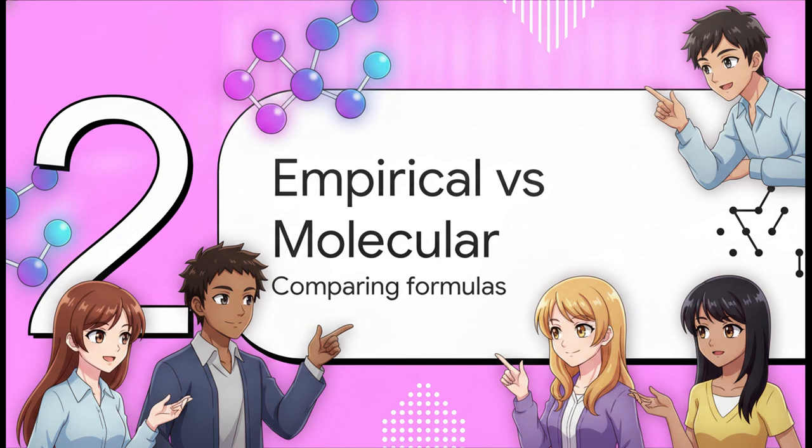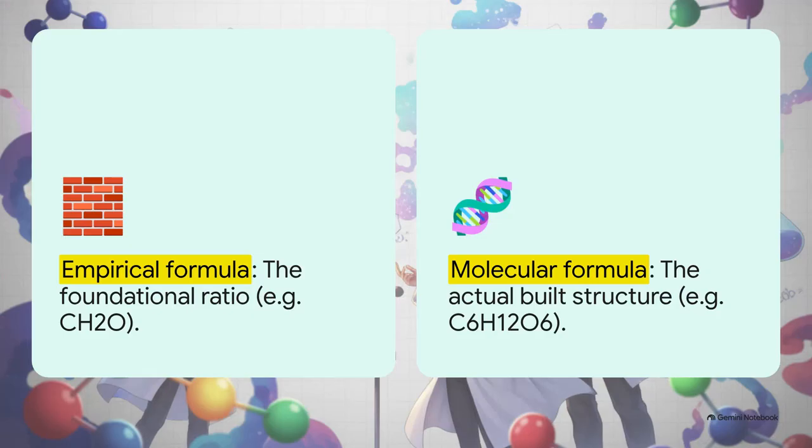Moving on to part 2, empirical versus molecular. Now, you might be thinking, how does this compare to the actual molecules floating around out there? Look at the contrast here. Think of the empirical formula, like CH2O on the left, as your basic architectural rule. 1 carbon, 2 hydrogens, 1 oxygen. But the molecular formula on the right, C6H12O6, that's the actual built structure of glucose. Glucose follows that CH2O rule perfectly. It just scales the whole thing up by a factor of 6.